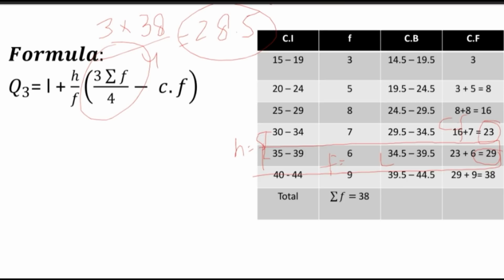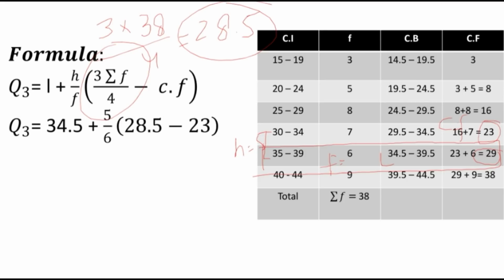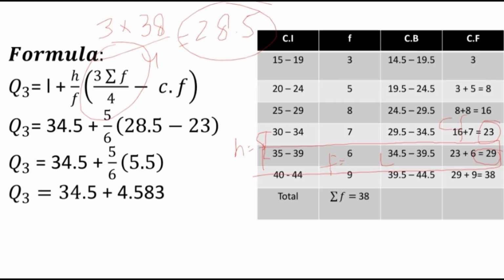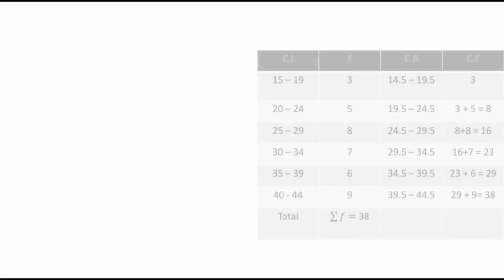Okay, now we put all the values in the formula. It would be 34.5 plus 5 upon 6 into 28.5 minus 23. When you solve it, you will get the value of Q3 is 39.083. Students, now we will go towards finding the value of Q1.